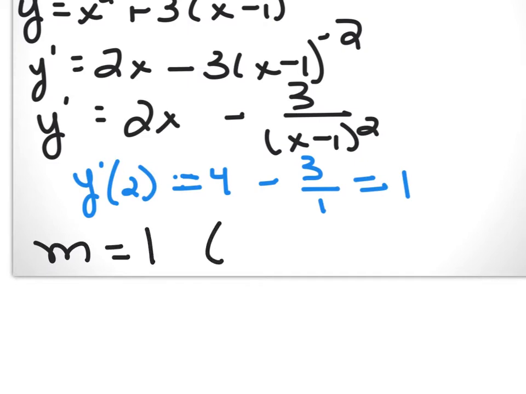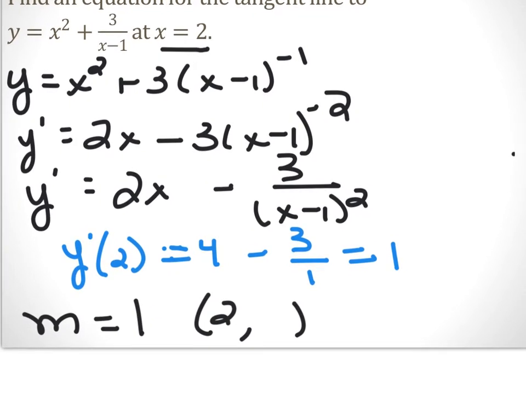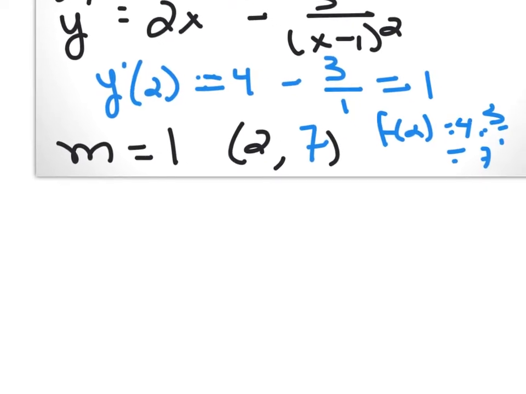use the point 2 comma, let's go find that y value. And to find the y value, we have to substitute 2 back up here into the original. And so let's do that really quickly. F of 2, you get 2 squared is 4, 3 plus 3 over 2 minus 1, so we get 7. Sorry, that stylus is really cranky. And so that gives us then this slope and this point.